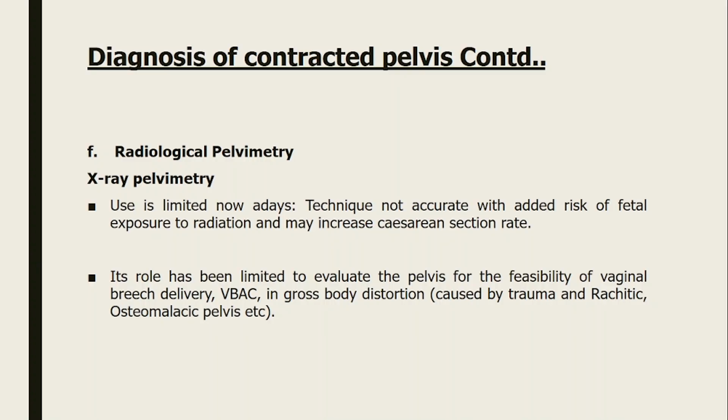X-ray pelvimetry is now useful for vaginal breech delivery, if we are planning for assisted vaginal delivery, or vaginal birth after cesarean section, or in patients with gross body distortion caused by trauma, rickets, or osteomalacia. Those are the three conditions where X-ray pelvimetry is now useful.